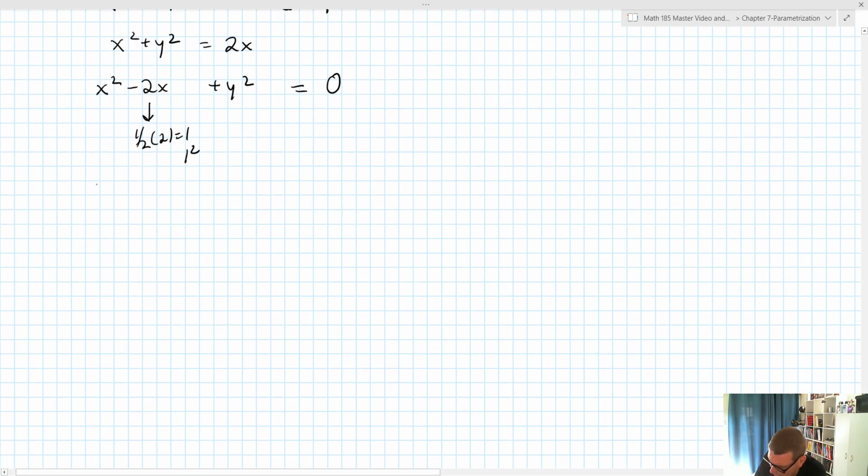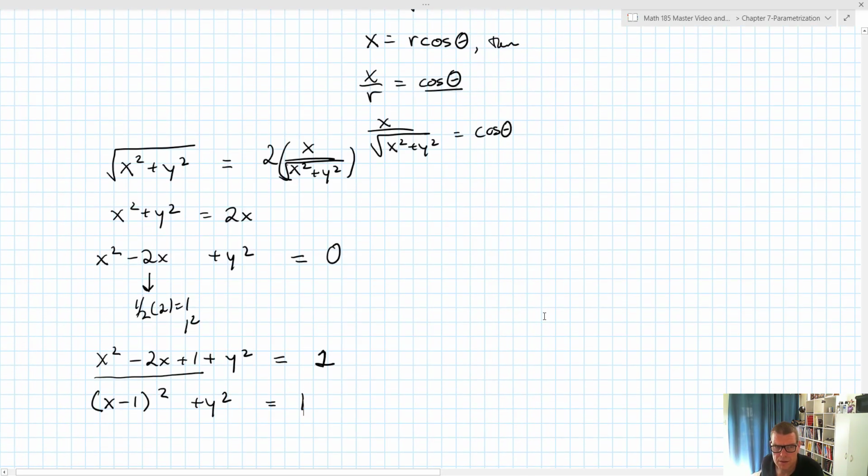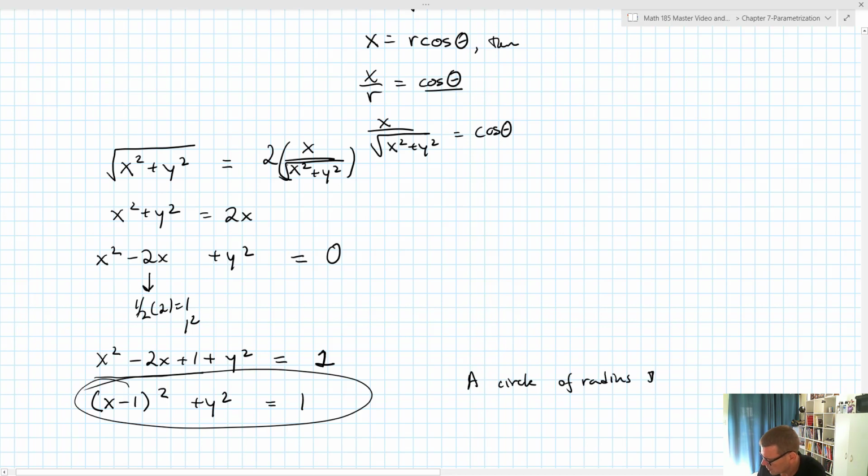So this means that we get x squared minus 2x plus 1 plus y squared equals, and we have to add 1 to the other side too. So this piece, x squared minus 2x plus 1, when we complete the square, is x minus 1 squared, plus y squared, and that'll equal 1. And there we go, that is our equation: a circle of radius 1 with its center at (1, 0). After we've done conic sections, we know that that's the case.